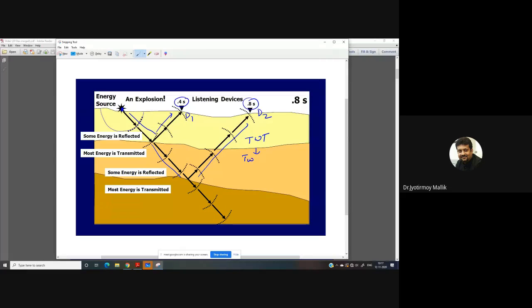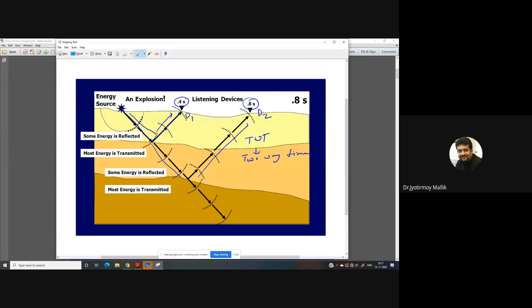Okay, two-way time. Why is it called two-way time? Because it accounts for the path traveled by the ray to go down and then come back. So to go down and to come back.